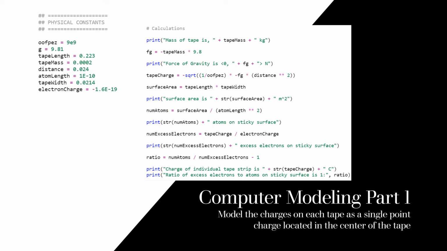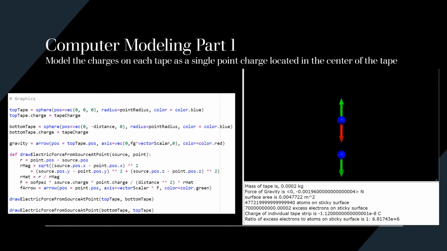So for the first model, we model the charges on each tape as a single point charge located in the center of the tape. We first list all the physical constants we need, and then for the calculation part, we wrote down the equations mentioned in the previous slides. Then we visualized the 3D model in GlowScript after running the code, and we got the results, which are exactly the same as mentioned before.